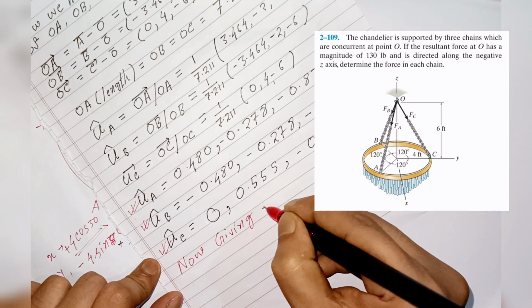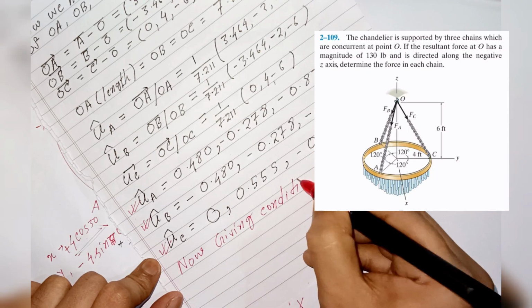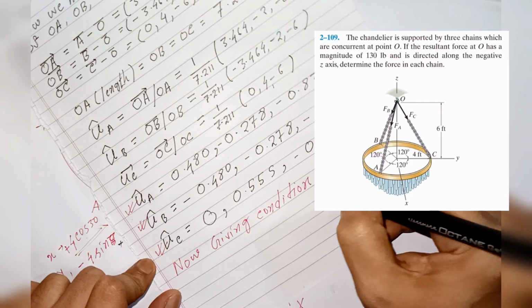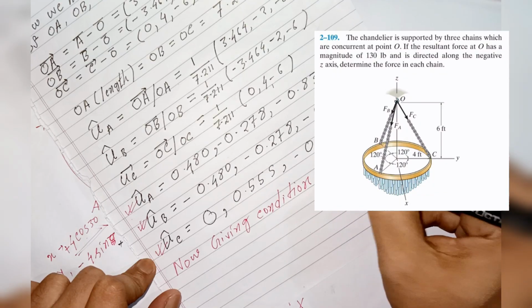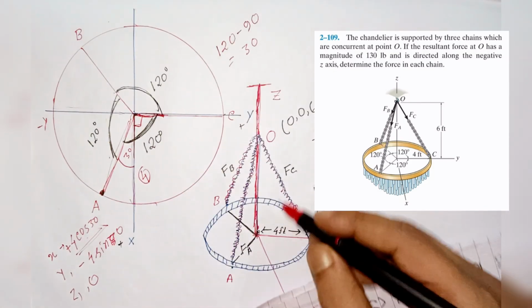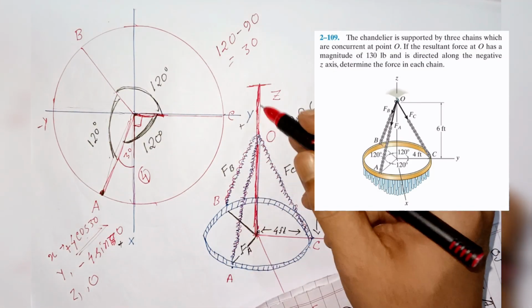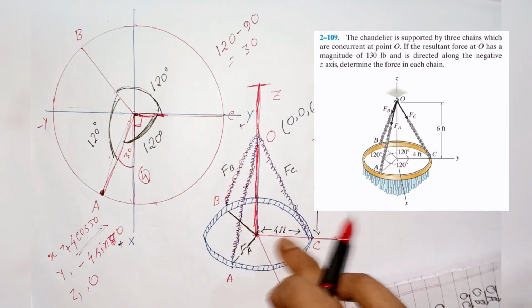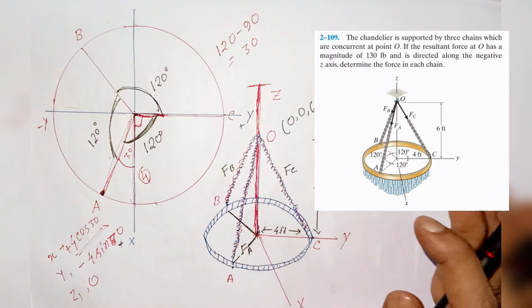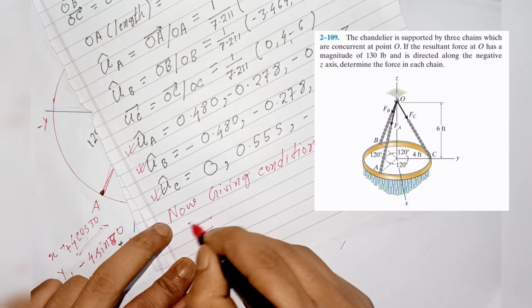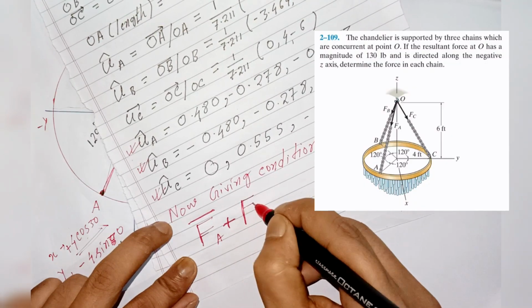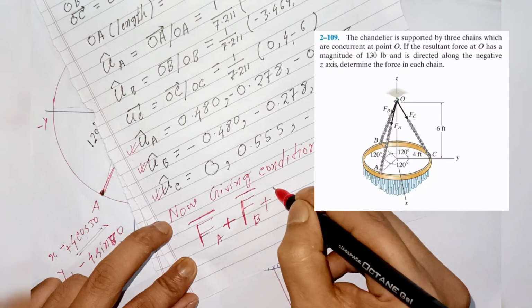Anyway, the question says that the resultant force is 130, and this 130 is working along the z axis, not along the x axis or y axis. Along the x axis and y axis the system is in equilibrium. This ultimate resultant exists only along the z axis. Clear? So we can write F_A vector plus F_B vector plus F_C vector equals what?